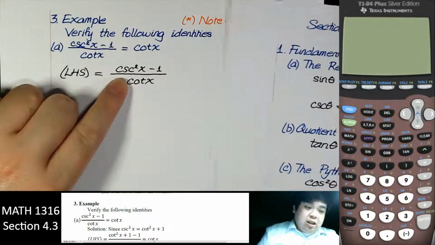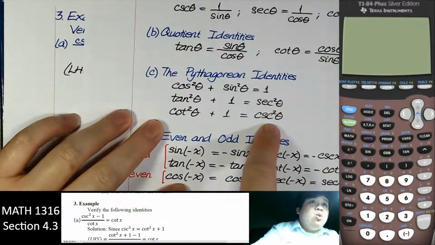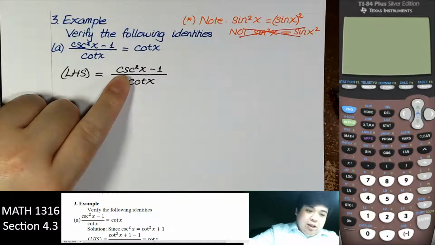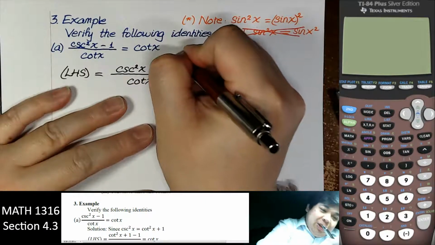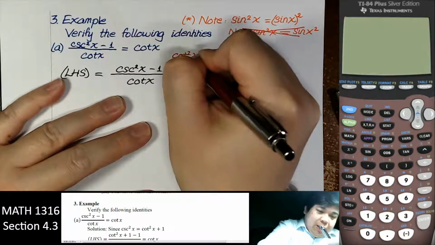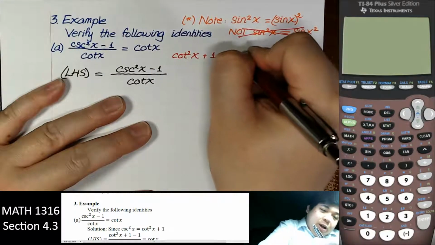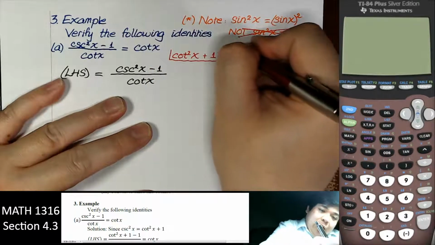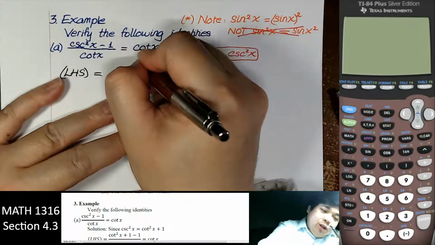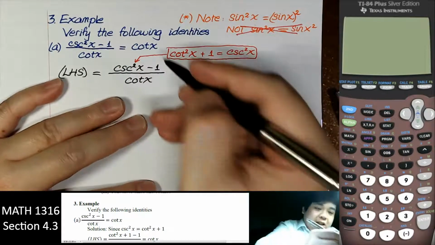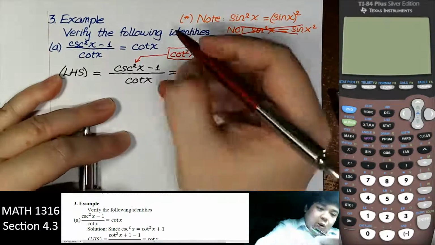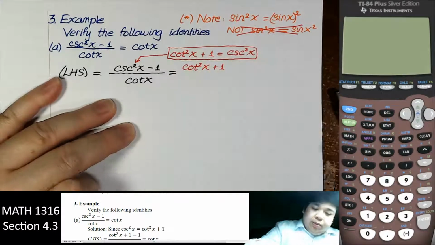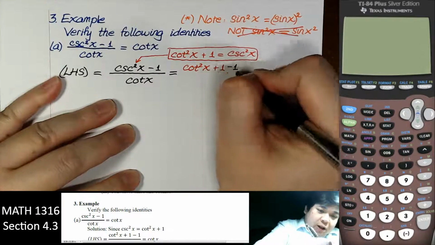What we see is the cosecant square is equal to cotangent square plus 1, because we see the cosecant square. So we will have cotangent square plus 1 is cosecant square. And we're going to use that and substitute into cosecant square. So we have cotangent square plus 1, and then subtract 1.